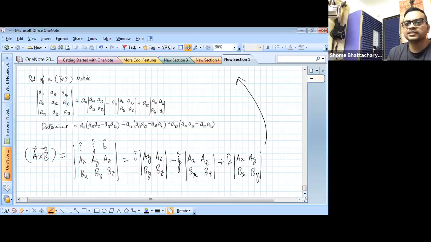So how to write it in terms of determinant? Write it as a 3 by 3 determinant or 3 by 3 matrix when the vectors are 3-dimensional, where the first row is just the unit vectors i, j, k. Second row is the components of this vector, the one before the cross product. And third row is the components of the second vector, the one after the cross product. And then just determine this.